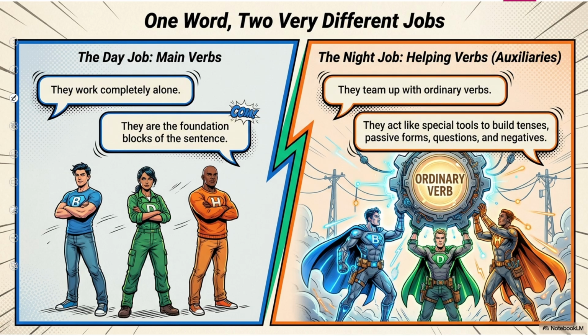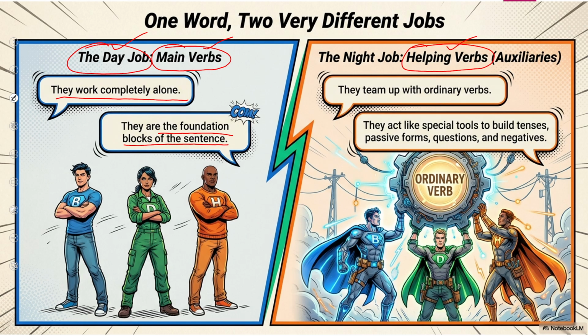Verbs mainly do two types of jobs. A verb comes in a sentence as a main verb, or sometimes it comes in a sentence as a helping verb. We call it the day job for main verbs and the night job for helping verbs. They work completely alone. If you talk about main verbs, they work completely alone. They are the foundation blocks of the sentence.